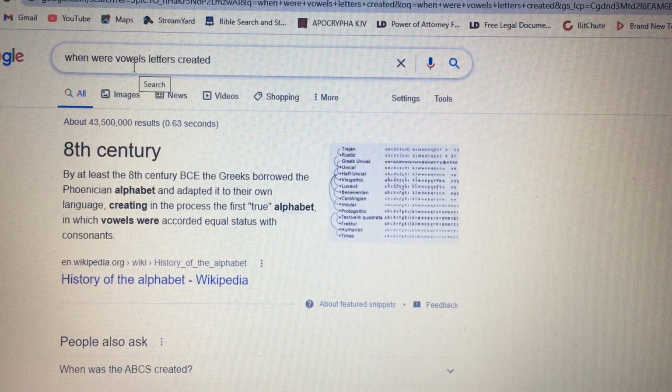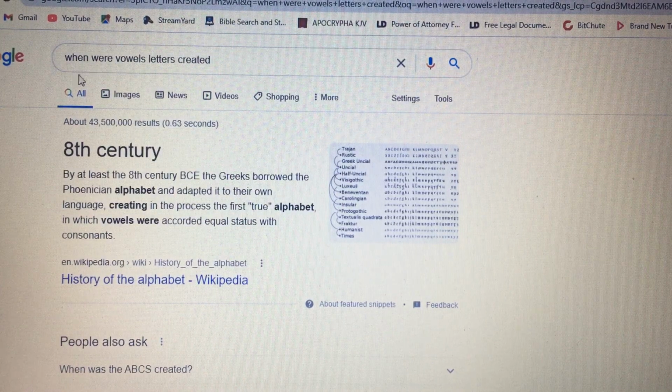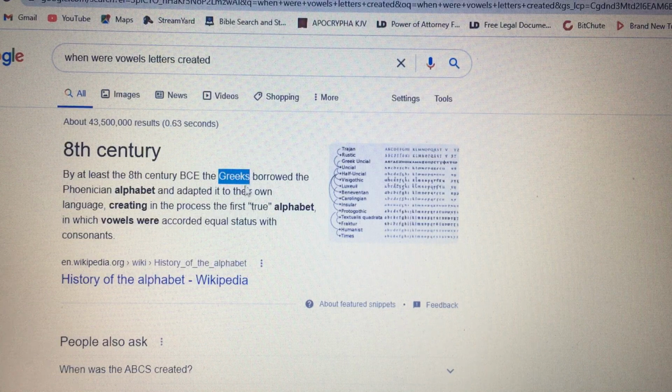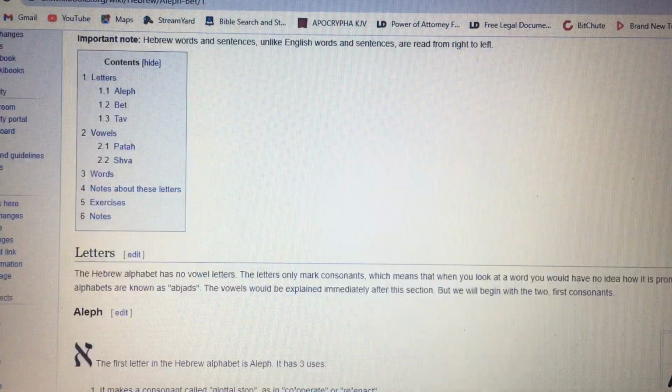They use the wisdom of this world, man. All right, so I said, when were vowel letters created? The 18th century, man. Okay, what does it say right there? Greeks. Who were the so-called Greeks back then, or called themselves the Greeks? The cave gorilla. Esau, Edom. Okay? All right, now let's go to the Hebrew.